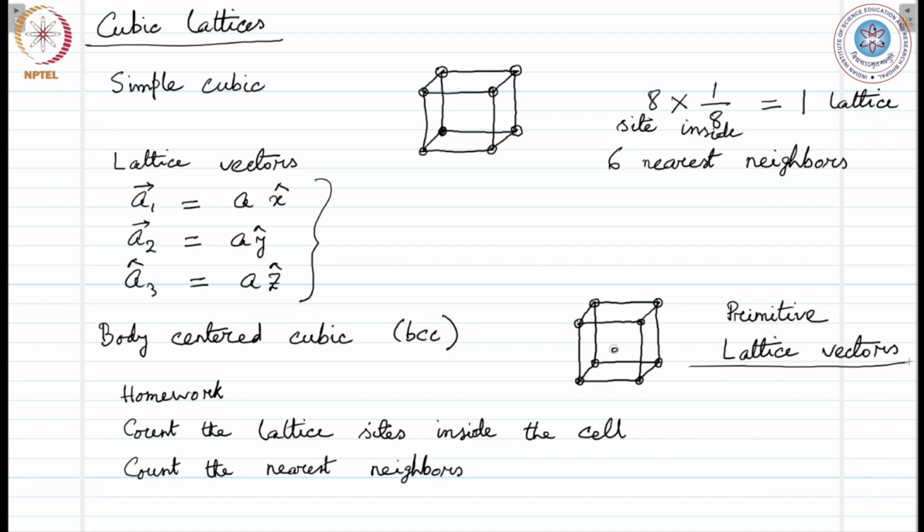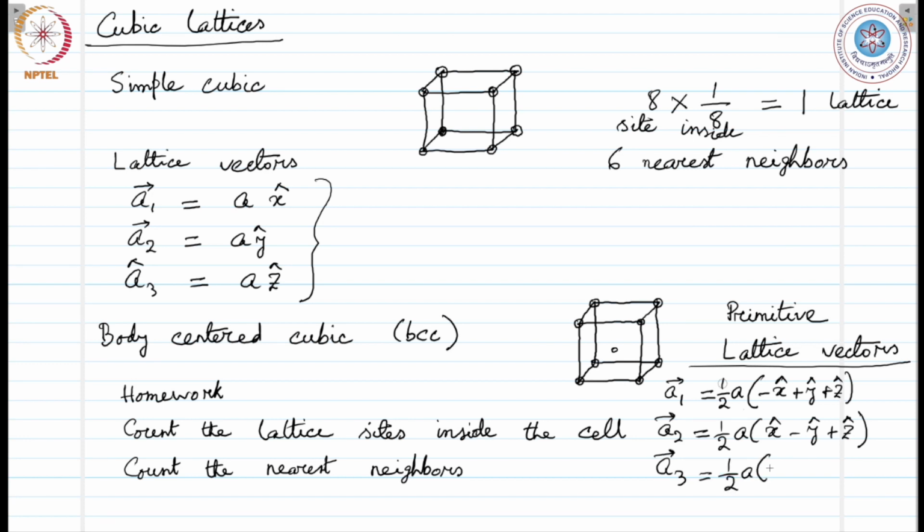The primitive lattice vectors in this context would be, it's half a, where a is the lattice constant. And a3 equals half a times (x cap plus y cap minus z cap). These are the primitive lattice vectors in case of the BCC structure, and your work is to verify this by repeating this unit cell, drawing a picture, imagining it whichever way you want.